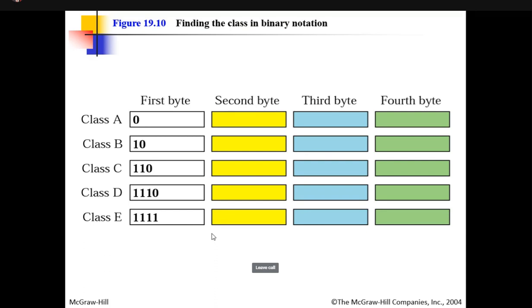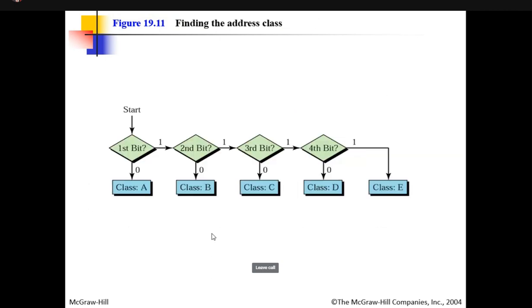So class A starts with 0. The first bit of class A is always 0. For class B, the first 2 bits are always 1 and 0. For class C, the first 3 bits are always 110. For the first 4 bits, for class D it is 1110, and for class E it is 1111.